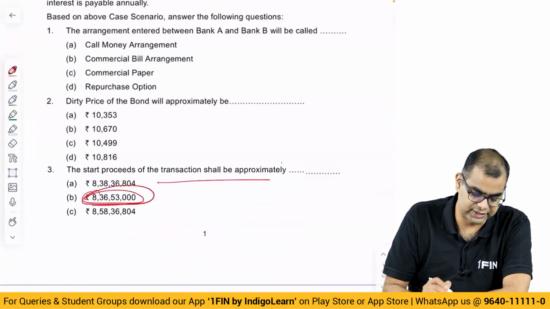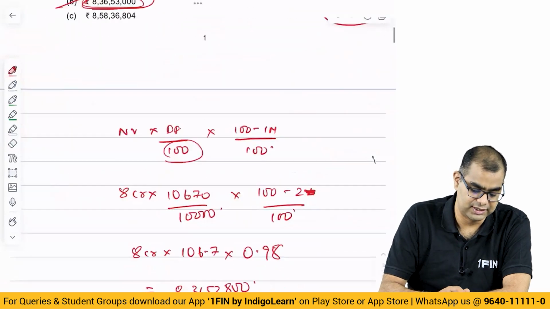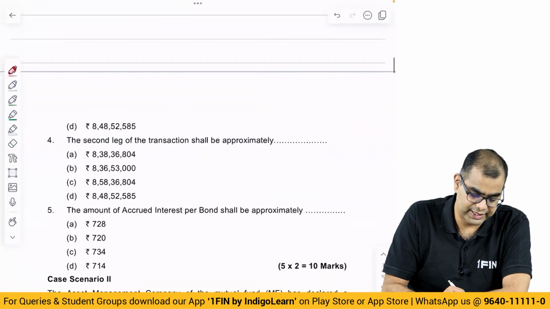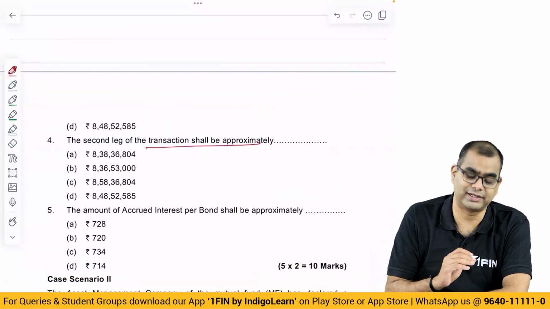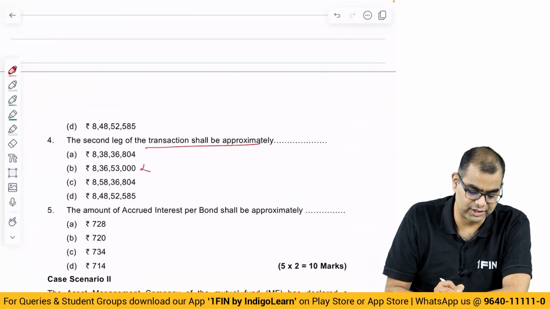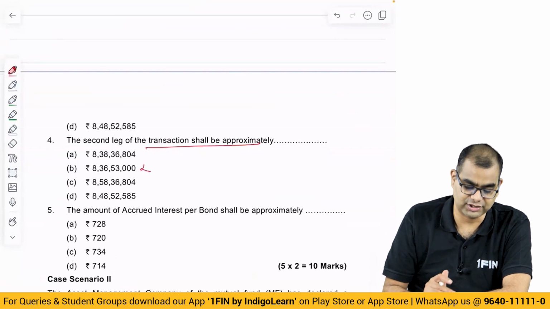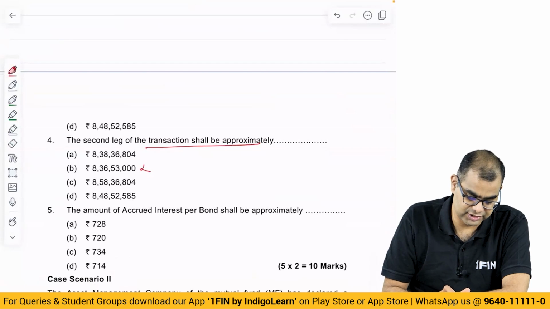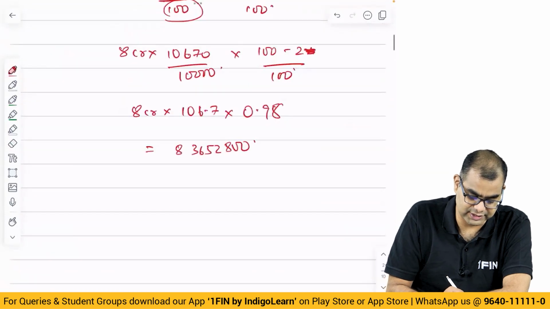Yes, we have 8,36,530. So the answer is this. Then the second leg of the transaction. What is the second leg? That is the return. How much will you return? Obviously you will not be returning just this. You will return it along with interest. What is the interest? Interest accrues for 14 days.